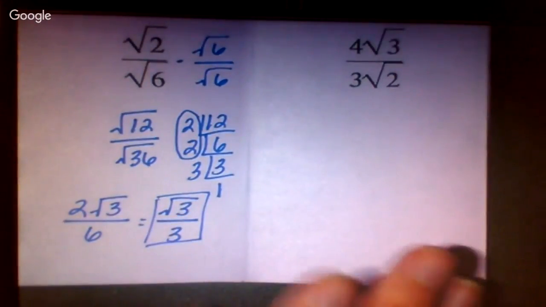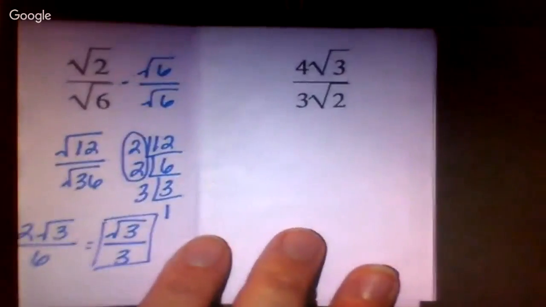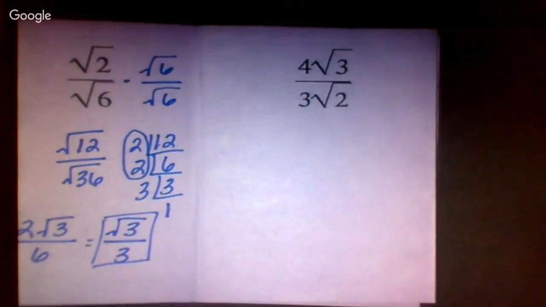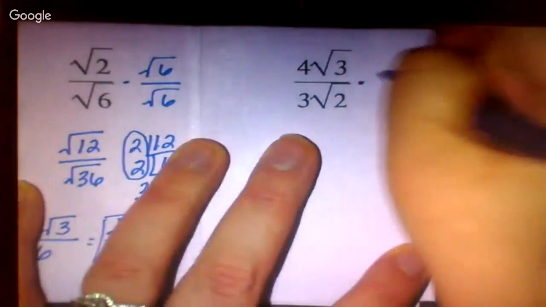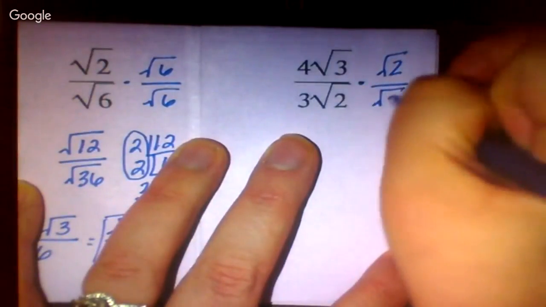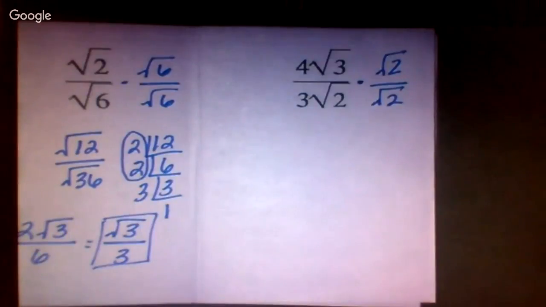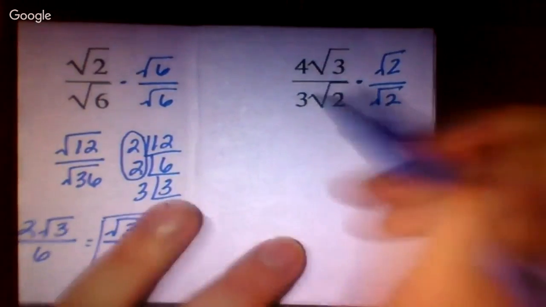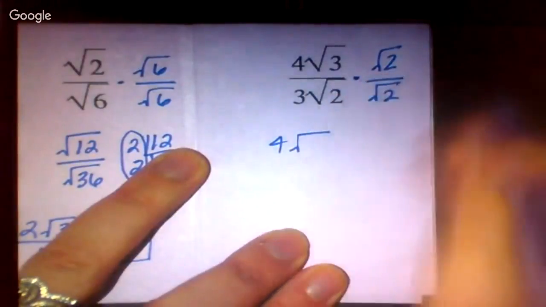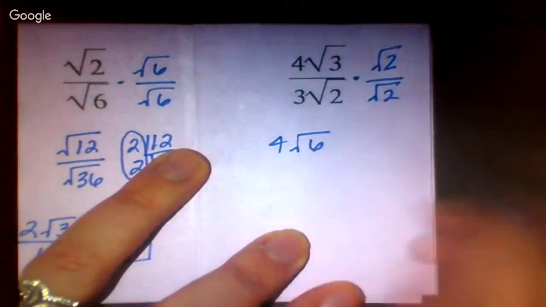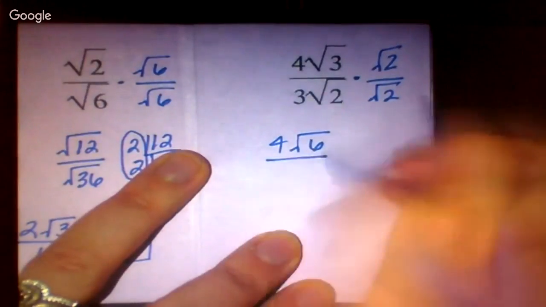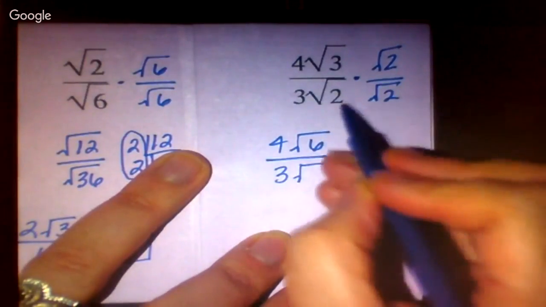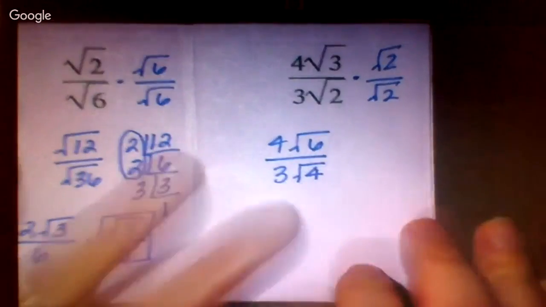Questions? No. Okay, we've got 3 more. Don't get scared because this one actually has coefficients in the front. It's not going to change anything. What is the square root in the bottom? The square root of 2. So we multiply this by the square root of 2 over the square root of 2. So watch what happens. The top becomes 4 square roots of 3 times 2, which is 6. The bottom becomes 3 times the square root of 2 times 2, which is 4.